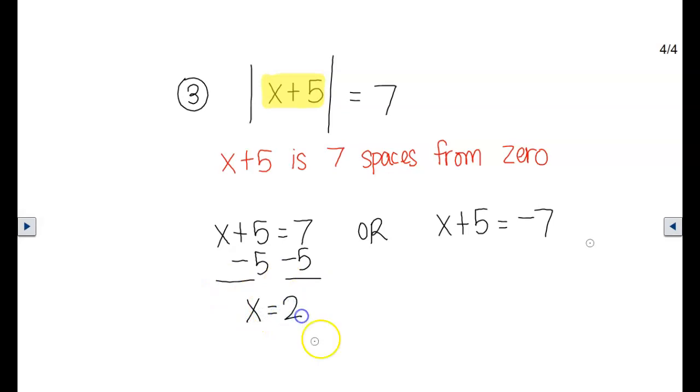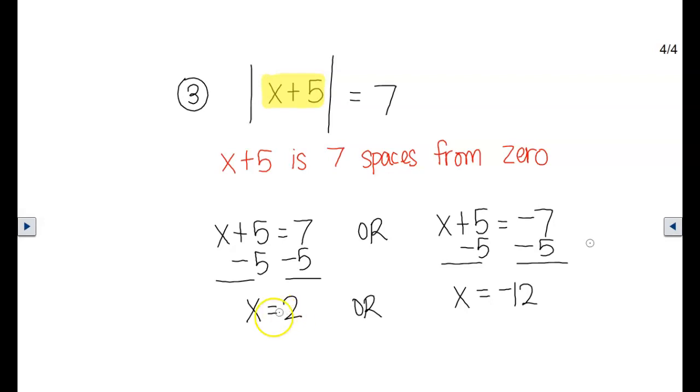So x could be 2. Or subtract 5 on this second equation, and we find out that x could be negative 12. So in the equation that we have in front of us, there are 2 possible values for x, and those are 2 and negative 12.